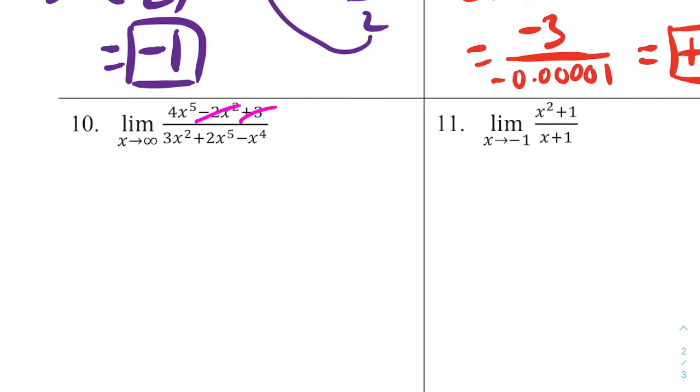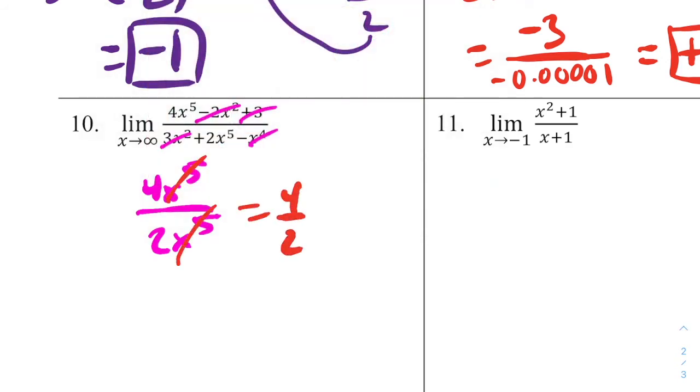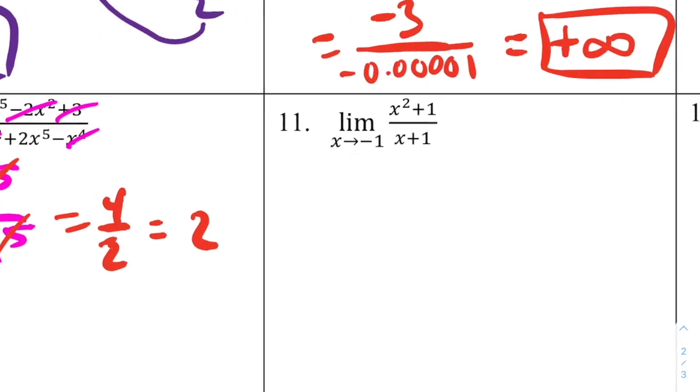In that denominator, be careful. They're not always ordered from highest exponent to lowest exponent. Our highest exponent term in that denominator is 2x to the 5th. And so here, this is going towards whatever 4x to the 5th over 2x to the 5th is. We can see that those x to the 5ths would cancel each other out, giving us just 4 over 2, the ratio of those coefficients. And that's going to be 2 for problem number 10.